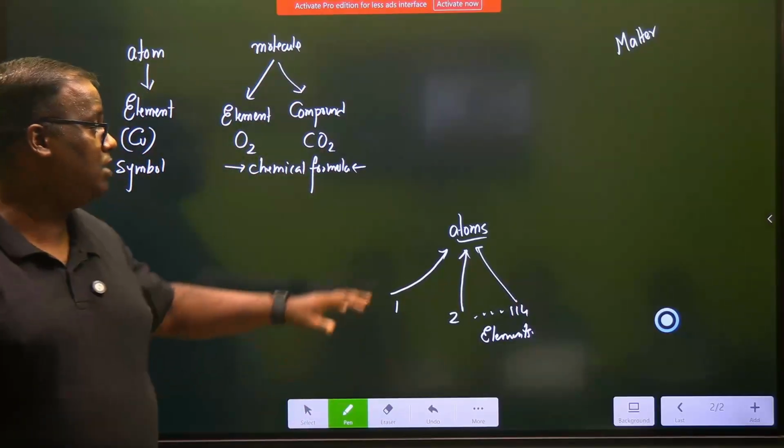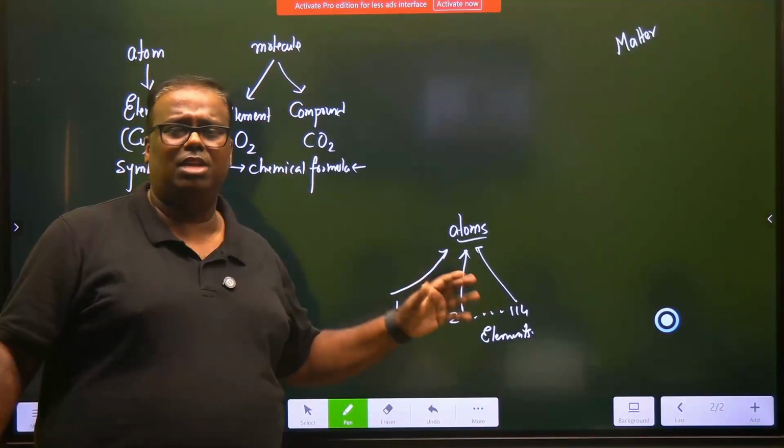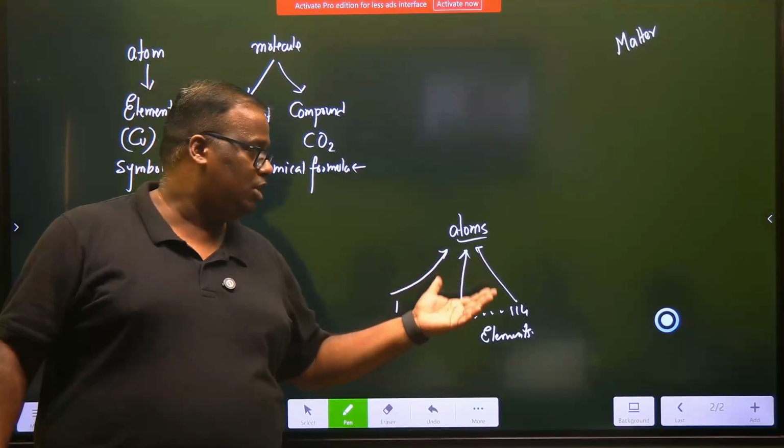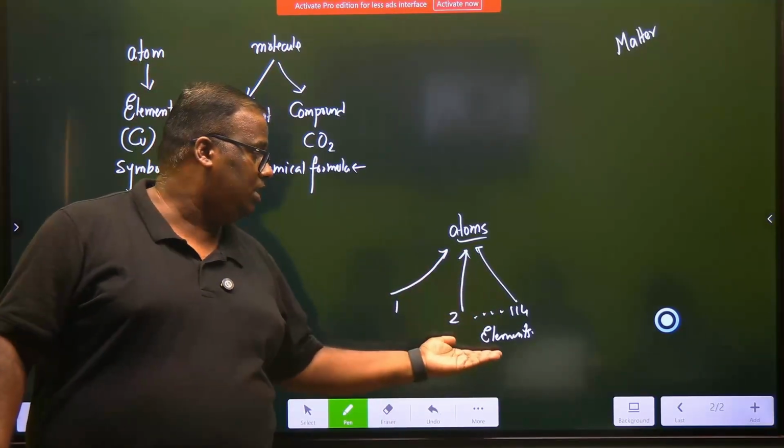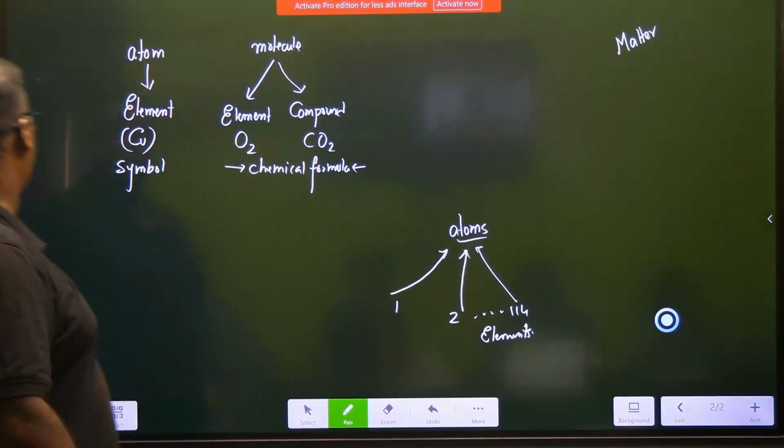Means we can have as many as 114. Now this is a very debatable subject. There can be 114, 116 artificially manufactured. Right? All these elements are represented by their atoms. That is what this periodic table is.